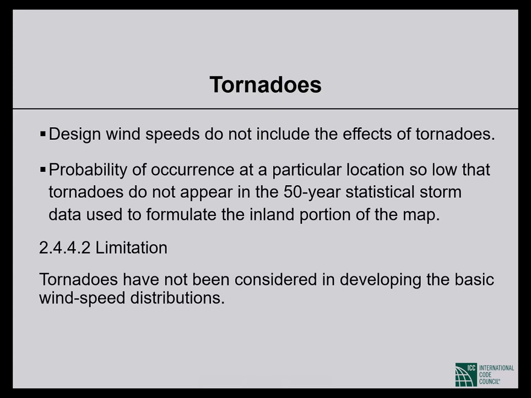BNBC in section 2.4.2 actually tells you tornadoes have not been considered in developing the basic wind speed distributions. That is the language in BNBC itself. By the way, I probably should have mentioned to start with that the wind provisions are in section 2.4 of BNBC 2020, which is part of Part 6, Chapter 2 of the code.